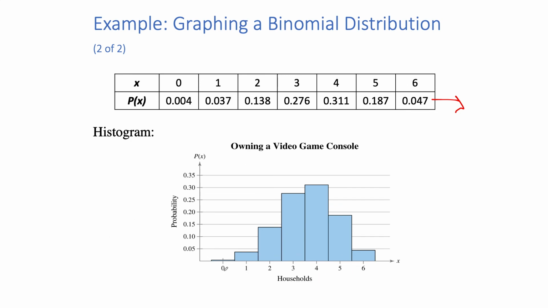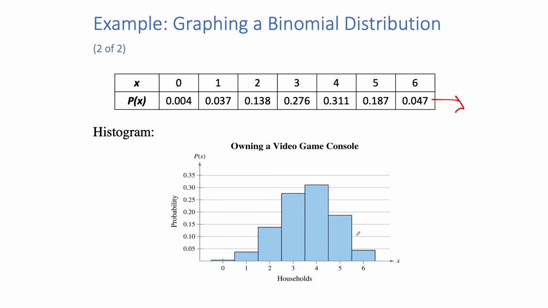So x can take values from 0 through 6, so 0, 1, 2, 3, 4, 5, 6. So x will take a value of 0 with a probability of 0.004, that's what's represented here. Then x will take a value of 1 with a probability of 0.037, that's what's represented here, and so on. All right.